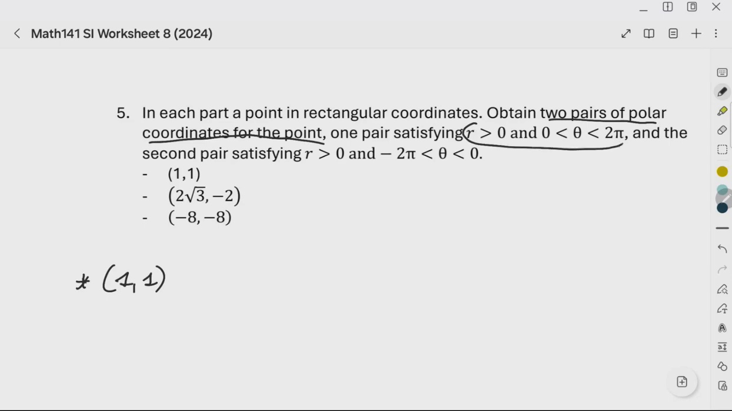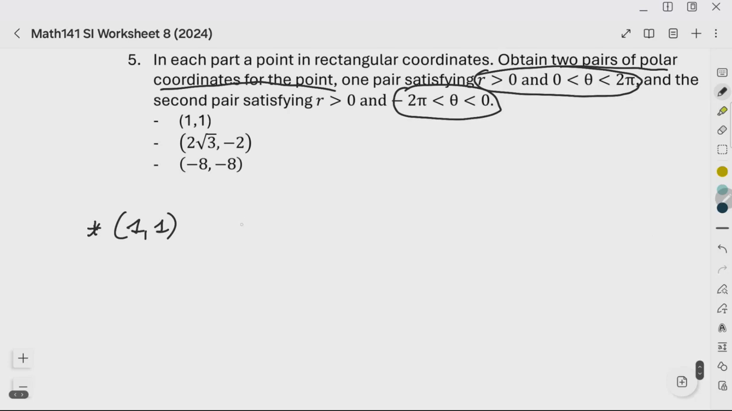One pair will satisfy the condition that theta, not phi, theta the angle, is between 0 and 2 pi, and the other is the case where theta the angle is negative, basically between minus 2 pi and 0.